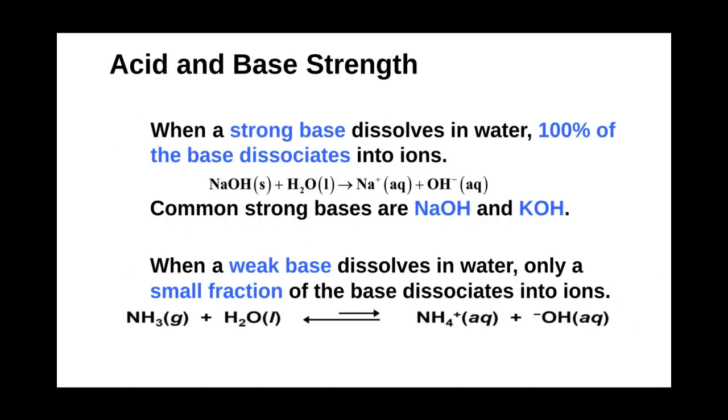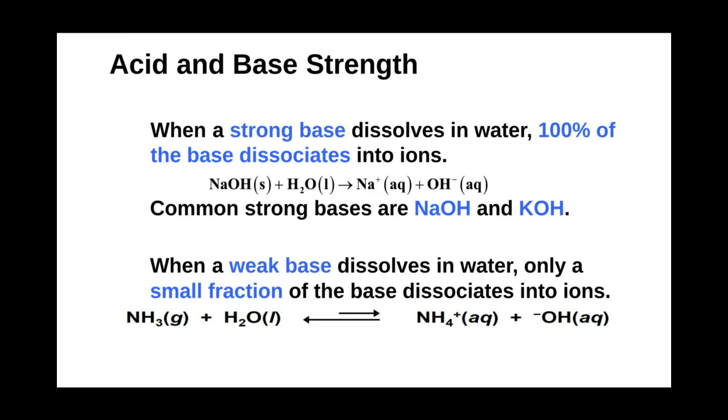Now, very much like a strong acid, a strong base, when it dissolves in water, 100% of the base dissociates into ions. So in this case, we're looking at sodium hydroxide, NaOH, reacting with water, forming the sodium ion and the hydroxide ion. So in this case, again, it's complete dissociation. The reaction arrow only goes one way here. Now, common strong bases that you've worked with in lab and you'll see in your textbook, sodium hydroxide and potassium hydroxide. You'll notice that they're metals bound to an OH, right? So this is what we have for strong ones.